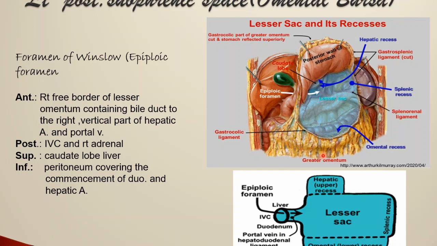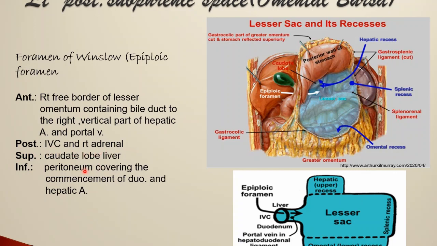the structures lying in the free edge of the lesser omentum, which form the anterior boundary of the foramen of Winslow. You're talking about what? You're talking about to the right, you've got the bile duct. To the left, towards the midline, you've got the hepatic artery, and behind you've got the portal vein. All three lying in the free edge of the lesser omentum. Posteriorly, at the foramen of Winslow, you've got the IVC, that's the inferior vena cava, and the right adrenal.